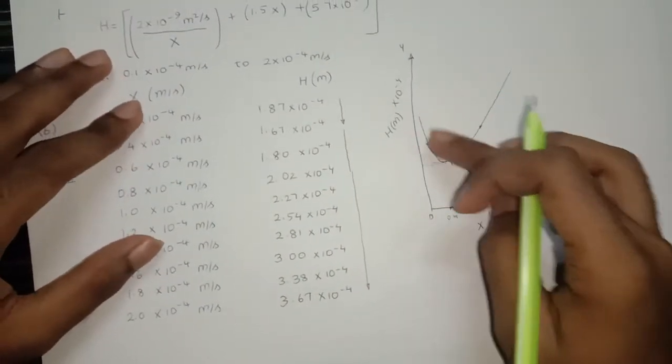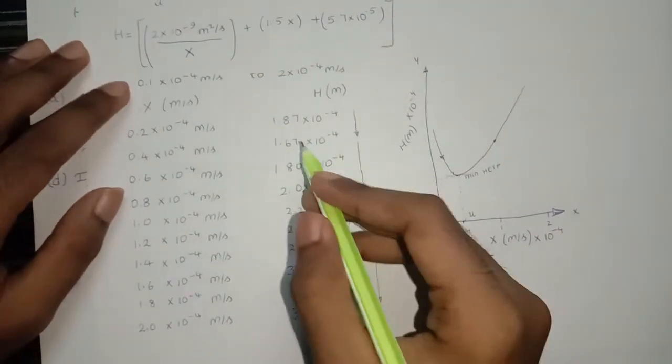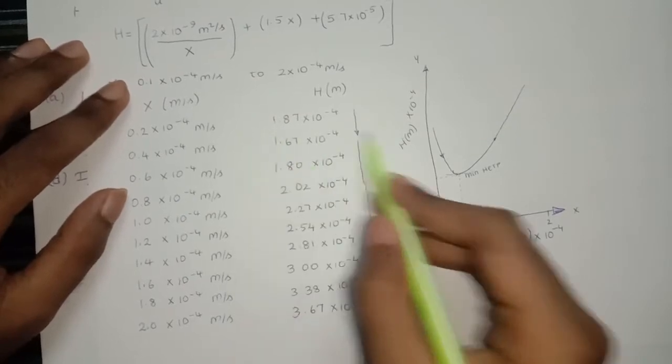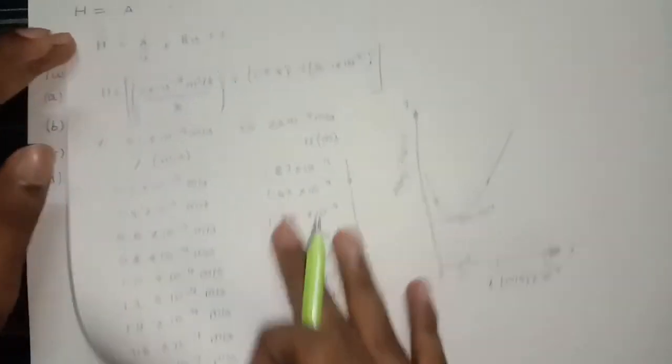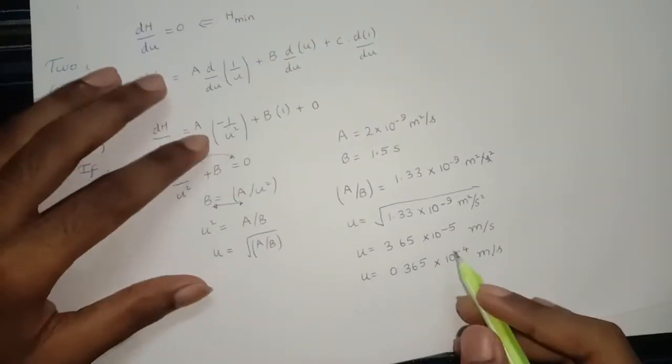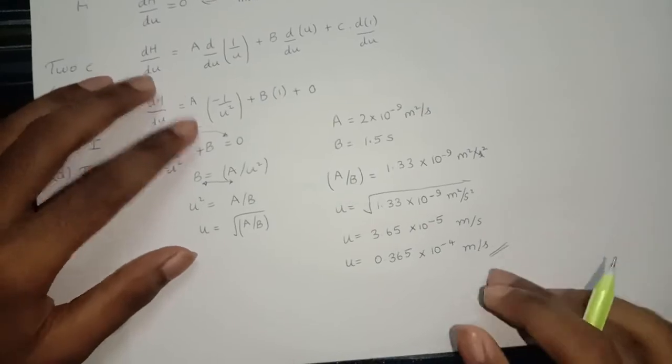Previously, from graphical visualization and the variation of the data, we could clearly see we will get H minimum at 0.4 into 10 raised to the power negative 4. And we got a value 0.365, which is near to 0.4. So this is the value where we get the H minimum.